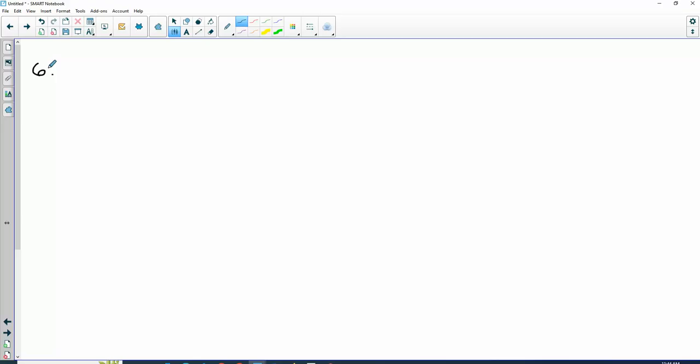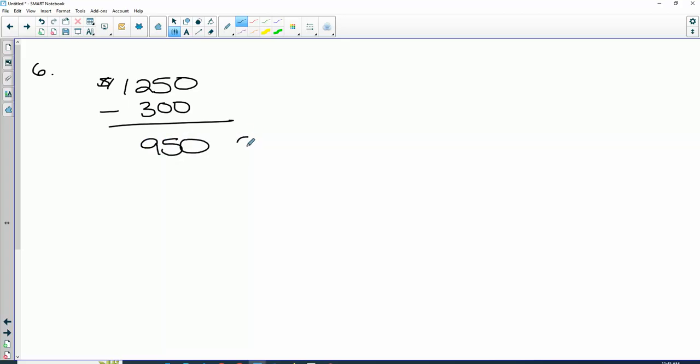Reuben purchases a violin that is on sale for a total price of $1,250, which includes tax and all the other fees. He makes an initial payment of $300 in cash and puts the remainder on the credit card. So he paid $300. Let's figure out how much goes on the credit card. If we subtract those, we get $950.